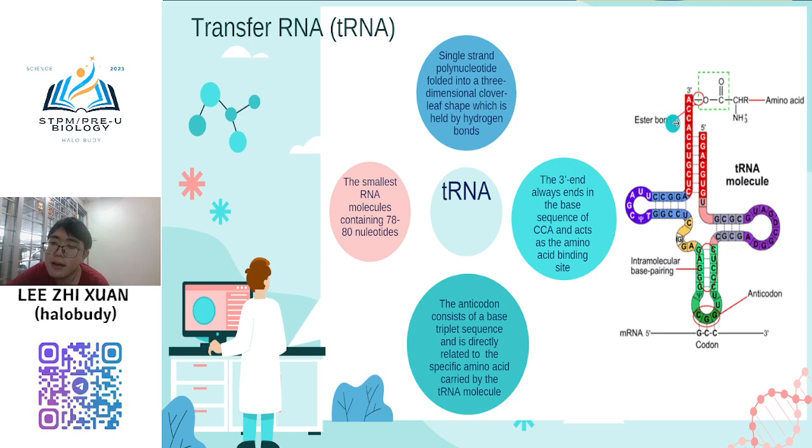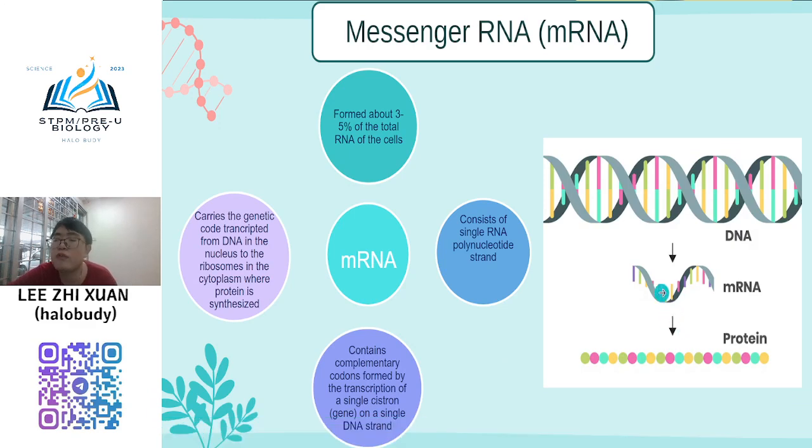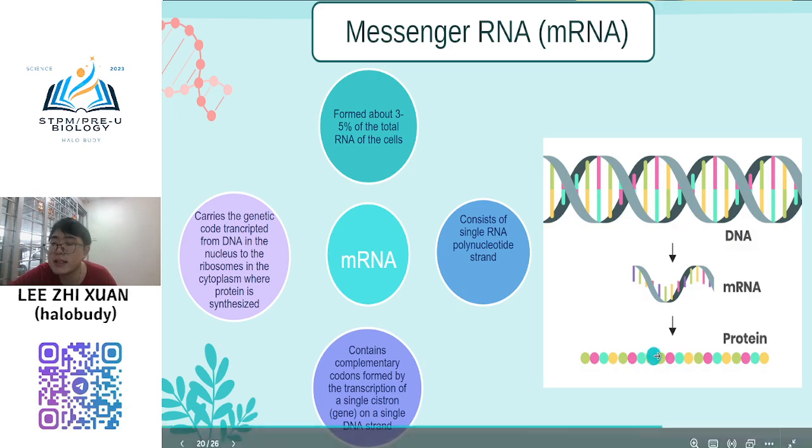So in tRNA, it is also 5' to 3'. So there is a 5' end and a 3' end. The 5' end will be the start, and then the 3' end will always end in the base sequence CCA and act as the amino acid binding site. So you see here, the 3' end is the place to bind with the amino acid. So I give you the function: the key function is to synthesize protein. It will use the information from the mRNA to help synthesize protein.